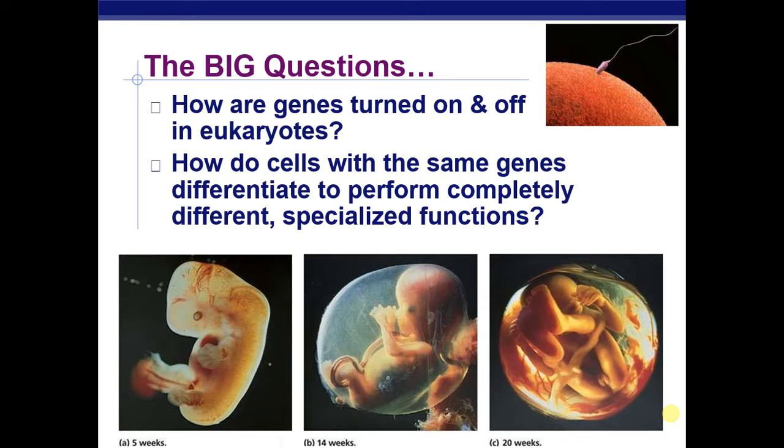So, similar to what we looked at yesterday, the big question is how are genes turned on and off in eukaryotes? How do the cells with the same genes differentiate to perform completely different functions? So this is related to the question that I answered, I believe it was number 11 from the transcription assignment, about how do cells that have the same genes end up transcribing and translating different proteins.